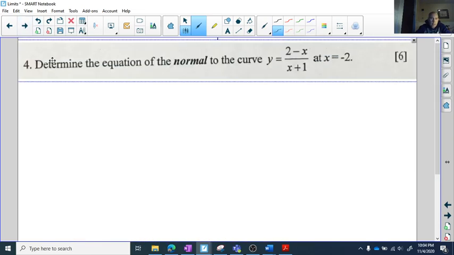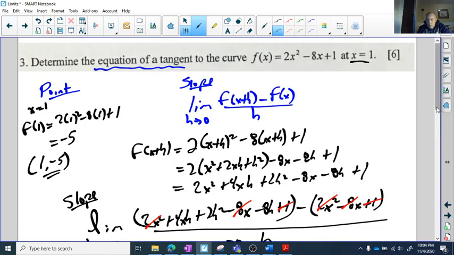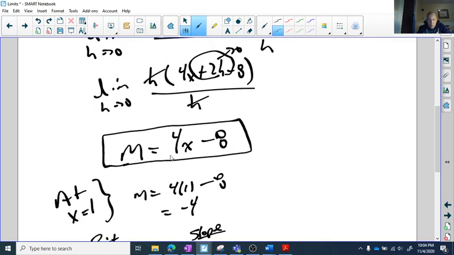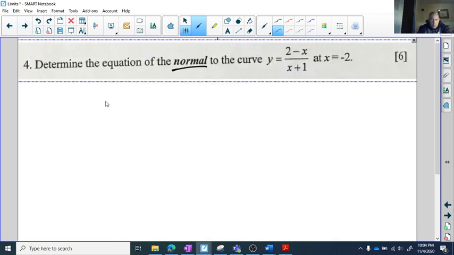Okay, that's number 3. Let's look at number 4. Number 4 says find the equation of the normal. It's done the exact same way. The only difference is when you find your slope: you do all the same steps, and when you get your answer for slope, if it's a normal, it means it goes through the tangent at a right angle. So you just take the negative reciprocal of your slope. Let's set this one up.